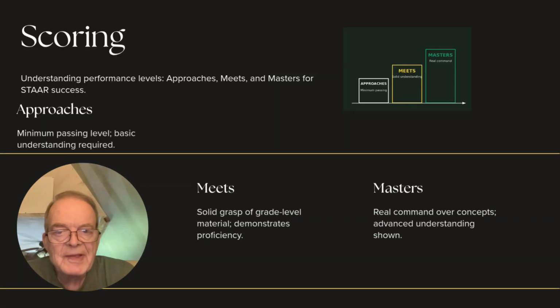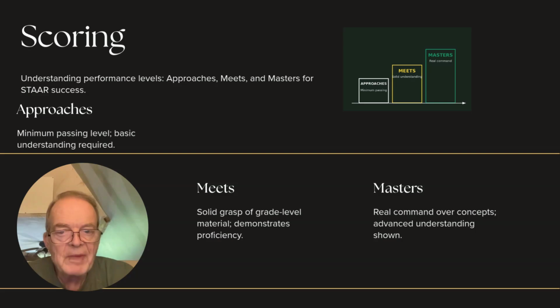Now let's talk about scoring, because this trips a lot of students up. The STAAR test has performance levels: approaches, meets, and masters. Approaches is the minimum passing level. Meets shows solid grade level understanding, and masters is the top tier. It means you're not just passing, you're showing real command of the material.